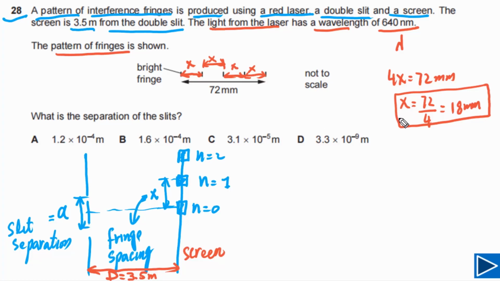So this is the value of fringe spacing, and this is the most difficult part of this question. Most of the students cannot figure out the value of x. So this is the value of x. We need to find out the separation of the slits.